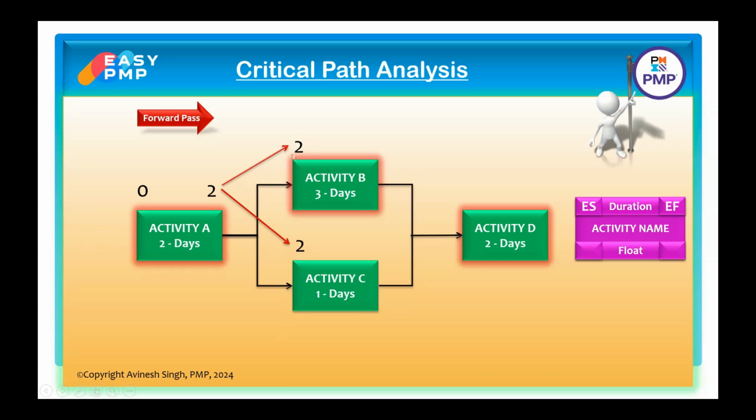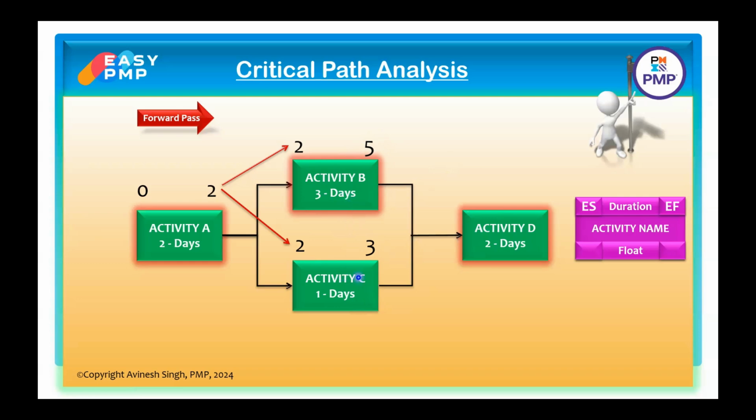Activity B is starting on the second day, and it has a duration of 3 days. So it has to end on 3 plus 2, 5, fifth day. Similarly, activity C will end on 2 plus 1, third day. Now let us see a scenario here where activity B is ending on 5th and activity C is ending on 3rd. So when will activity D start?